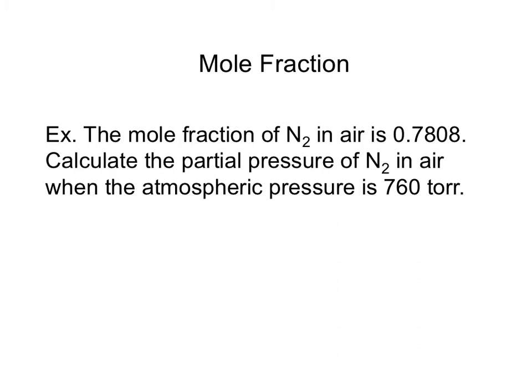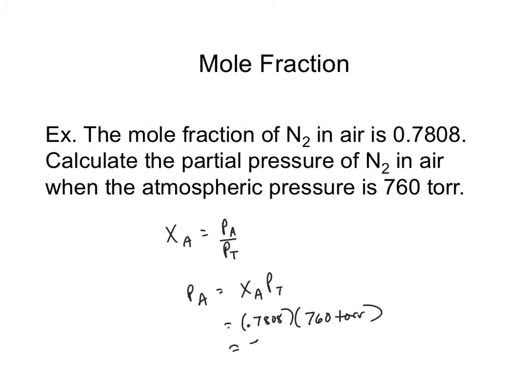We have mole fraction of A is equal to partial pressure of A divided by P total. Solve for partial pressure of A, and this will be equal to mole fraction times total pressure. The mole fraction in this case is 0.7808, and then the total pressure is the atmospheric pressure, which is 760 torr. So this works out to be 593 torr of N2. And that's it. That's a simple problem.